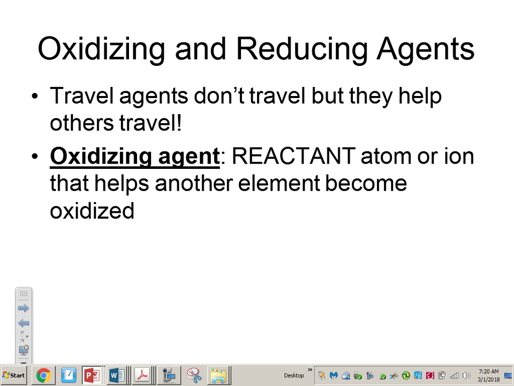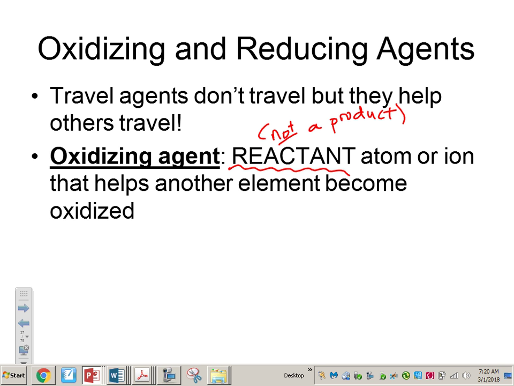An oxidizing agent is a reactant, and this is actually really important. It's only ever going to be a reactant, not a product. It's a reactant, atom or ion, that will help something become oxidized, meaning it isn't actually oxidized itself. An oxidizing agent helps something be oxidized. It itself is not oxidized.